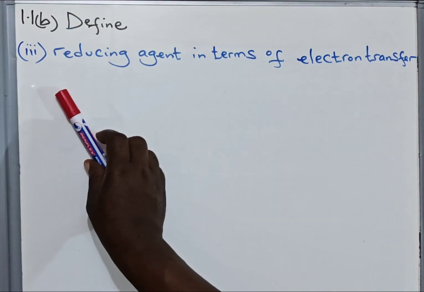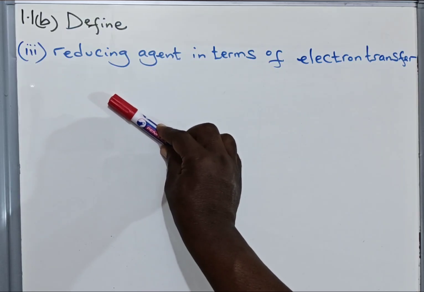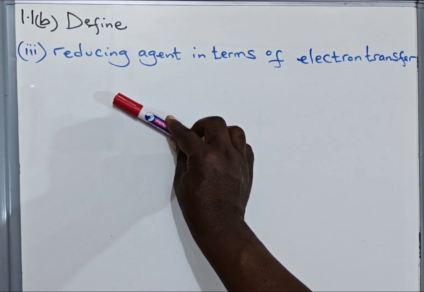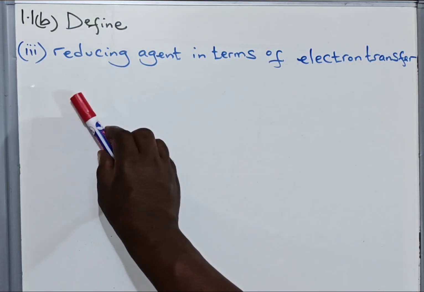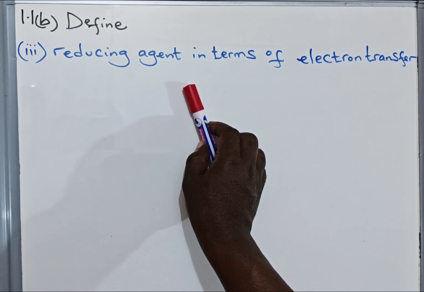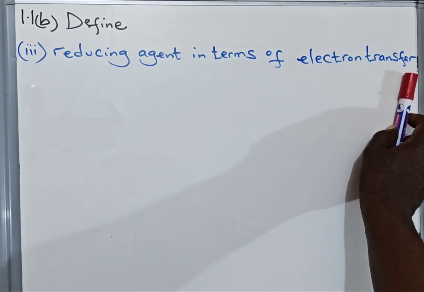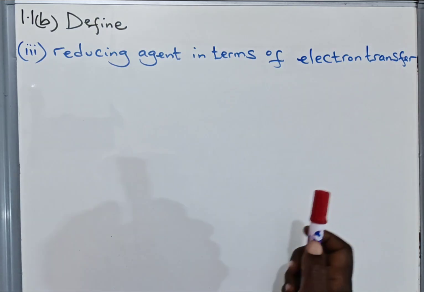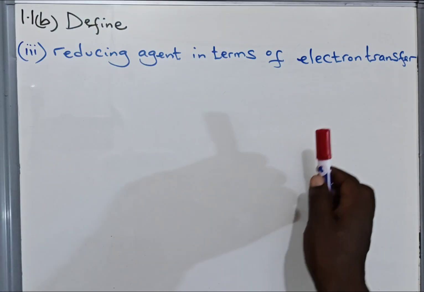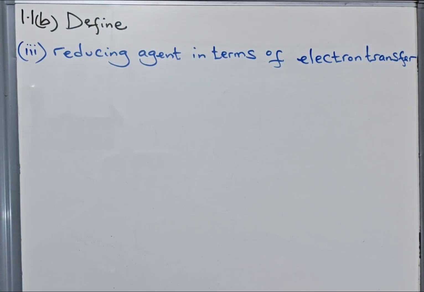Then we come to this question. It says, define a reducing agent in terms of electron transfer. So what is it? A reducing agent is the substance which loses electrons or donates electrons during a redox chemical reaction.